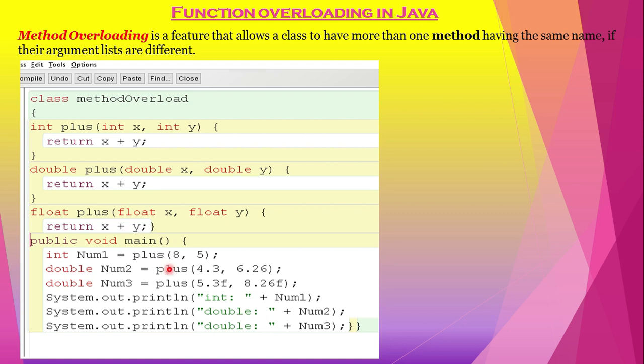So plus. All the function names are the same only. Now how to differentiate? The differentiation is by the values, the arguments. Here two integer values. Here two double values. Here two float values that I have given. So these 8 and 5 will be copied here. 4.3 and 6.26 will be copied here. 5.3f and 8.26f will be copied here.